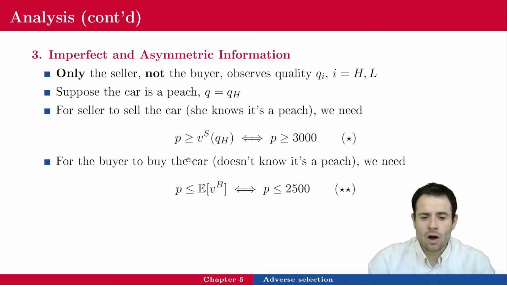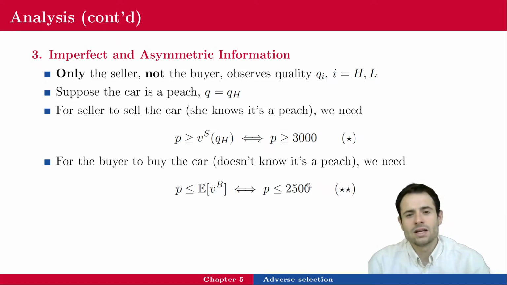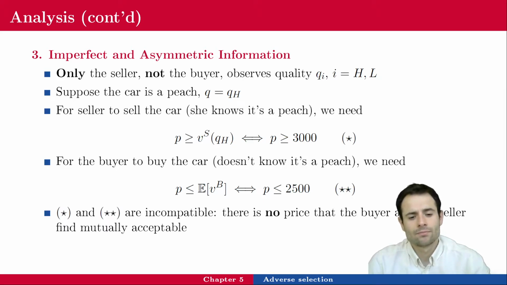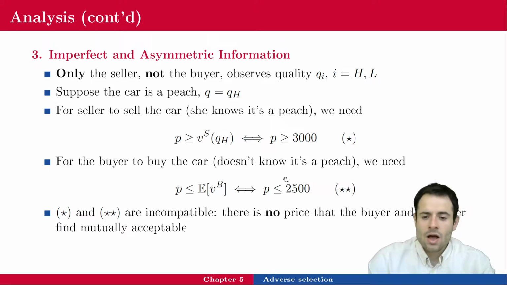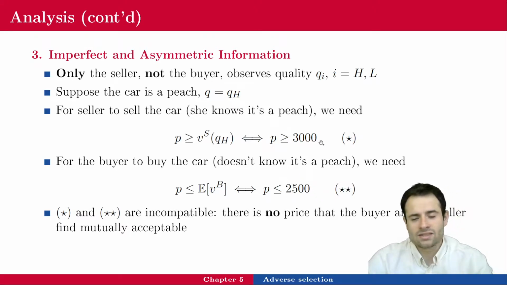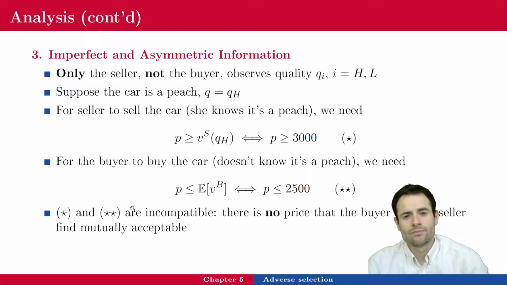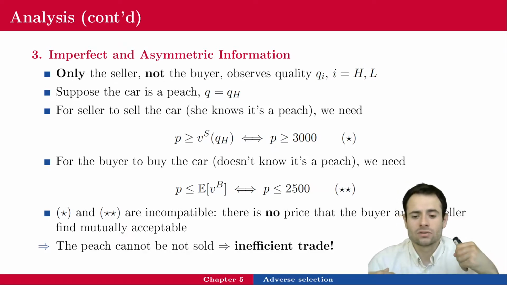So, the buyer will buy the car if the price of a car is lower than his expected willingness to pay. So if the price is lower than $2,500, the buyer is okay with the car. But if the price is higher than $3,000, then the seller will be okay with selling the car. So we need both conditions to be simultaneously satisfied in order for trade to happen. However, those two conditions are not compatible. There is no price which is lower than $2,500 and bigger than $3,000 at the same time. So there is no price that the buyer and the seller will find mutually acceptable. So a peach will not be sold. Trade will be inefficient. Well, in fact, there will not be any trade.